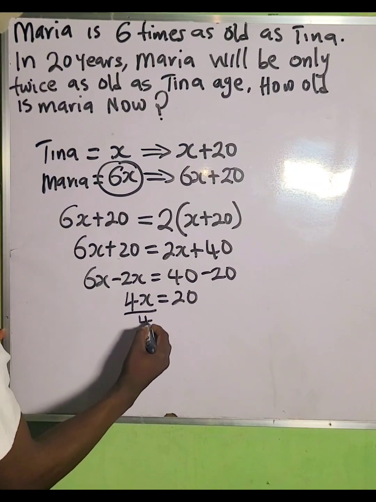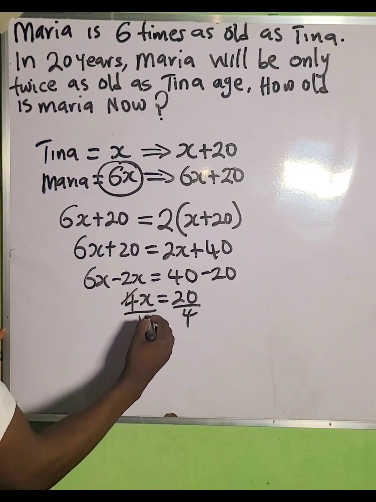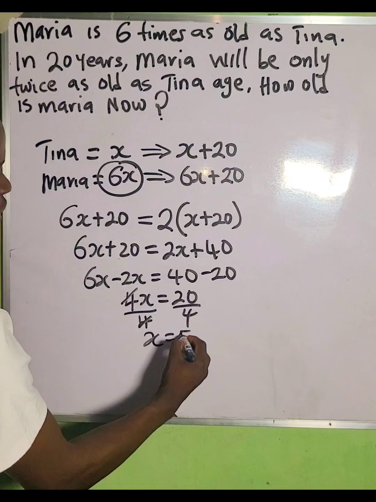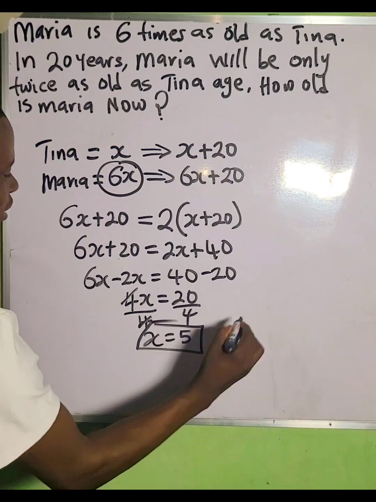Then we divide both sides by this 4, so that this is going to cancel. x will be equal to 20 divided by 4, which is going to give us 5. So the value of x is 5.